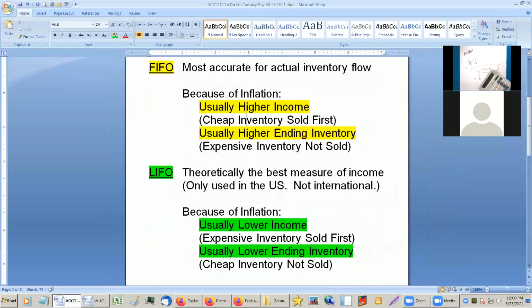Okay, so this is kind of a comparison of the two. FIFO usually has a higher income, since cheap ones are sold first. And it usually has a higher ending inventory. The most expensive ones, the last ones you bought, if there is inflation, are not sold, so you still have those on hand.